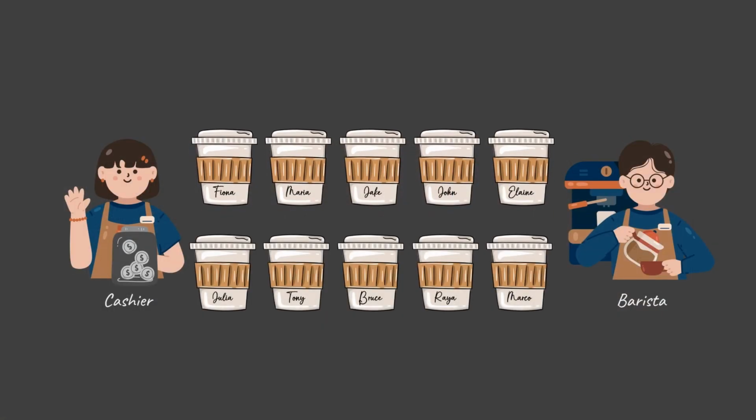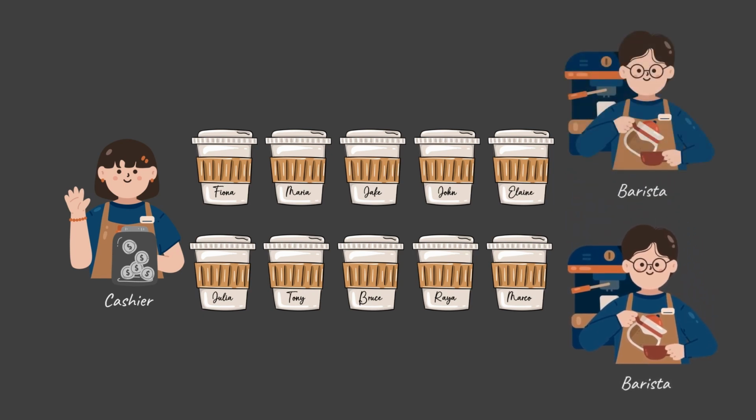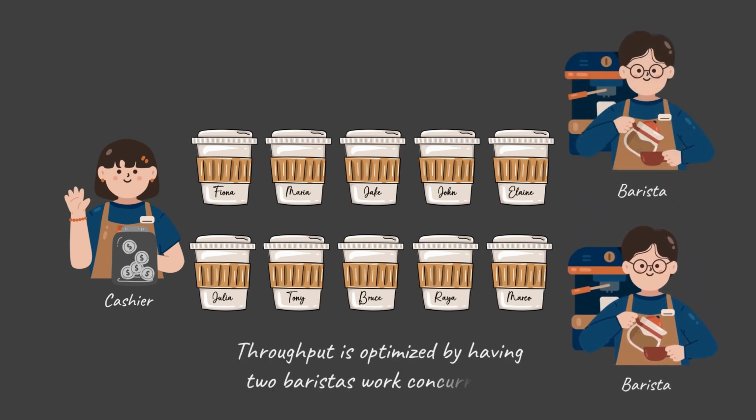The cashier can serve other clients without having to wait on the barista to complete previous orders. If the barista becomes overwhelmed, we can add another coffee station and deploy another barista. If we had to depict this interaction with a high-level system diagram, we would end up with a message-driven architecture.